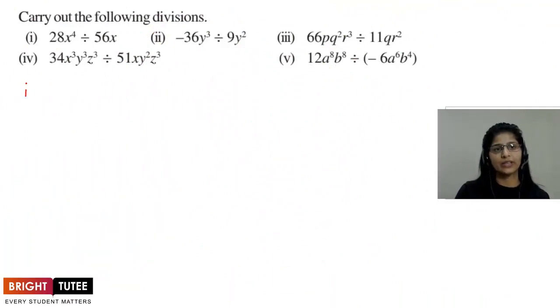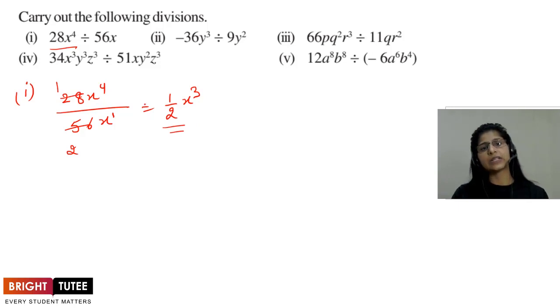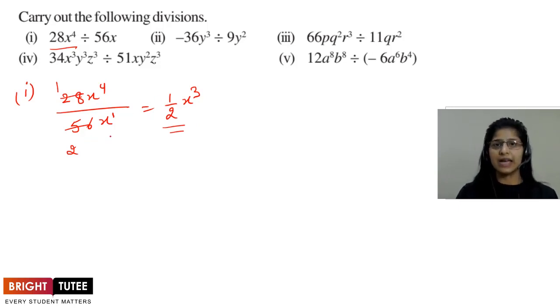The first one, what we have to do here is 28x to the power 4 divided by 56x. Can we divide? 28 is 1 times... 28 2s are 56, so we have 1 upon 2. And x to the power 4 by x to the power 1: same base in division, 4 minus 1 is 3. So we will be left with 1 upon 2 x cube. Also, you can write x into x into x into x, and then cancel one x, you will be left with 3 x's.